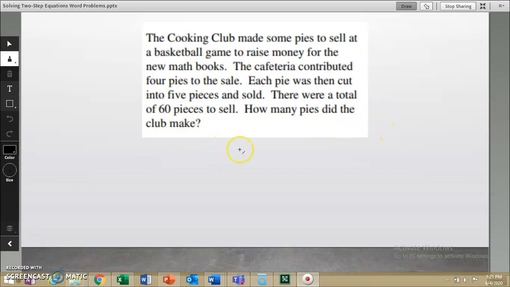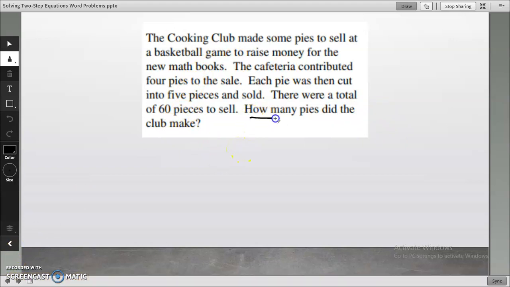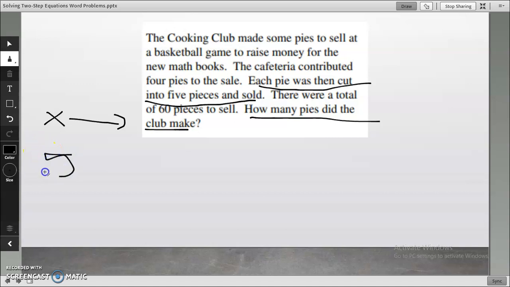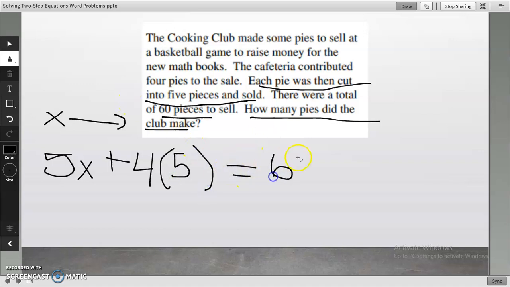Okay, so as usual, we need to figure out what we are being asked. We're being asked how many pies did the club make. So my X, and I love the variable X, as you can see, will represent how many pies the club makes. That's what I need to solve for. Each pie has been cut into 5 pieces, so I know that I have 5X pieces, because this is all broken into 60 pieces. The cafeteria contributed 4 pies, but they were all cut into 5 pieces, and there were a total of 60 pieces to sell.